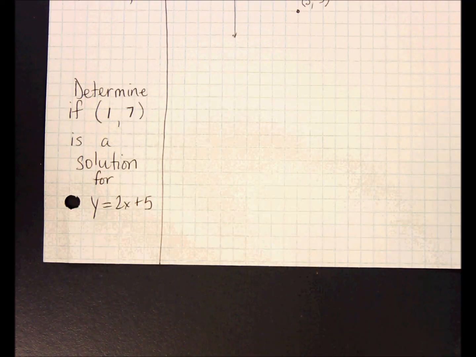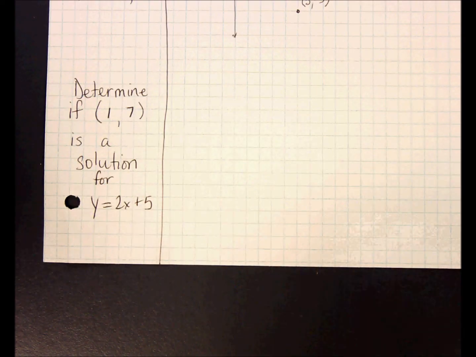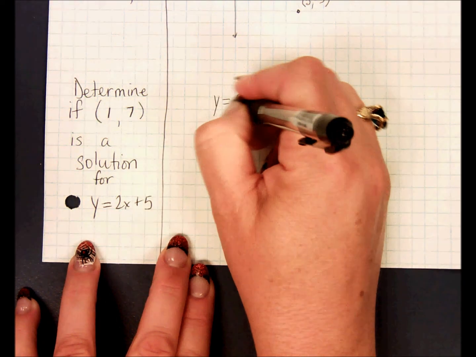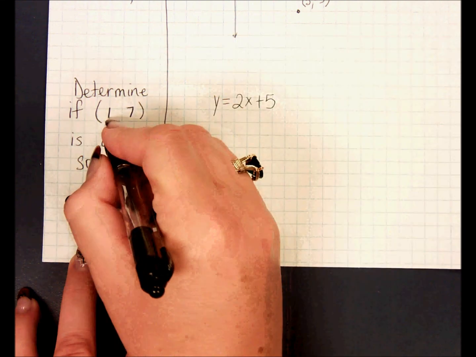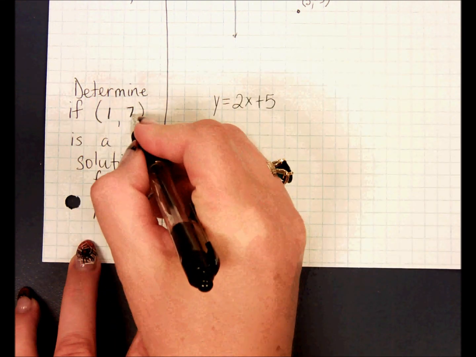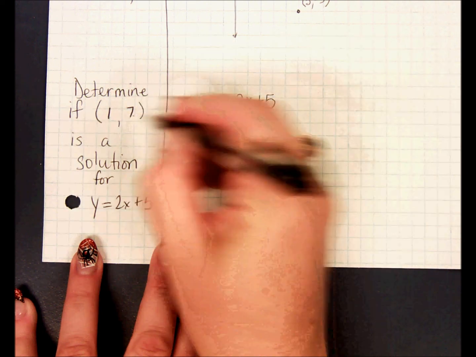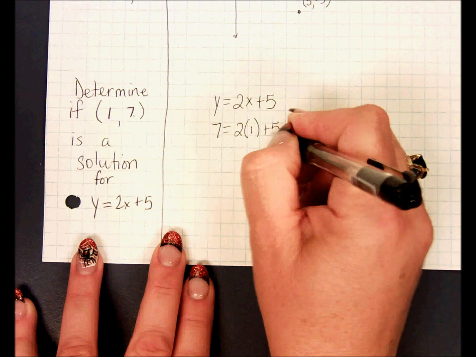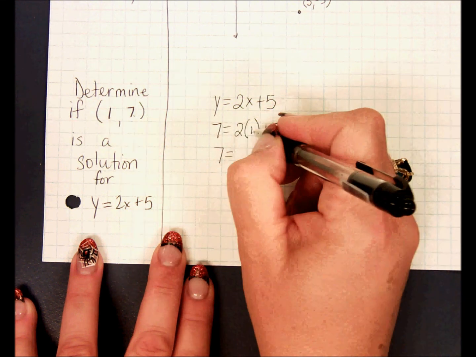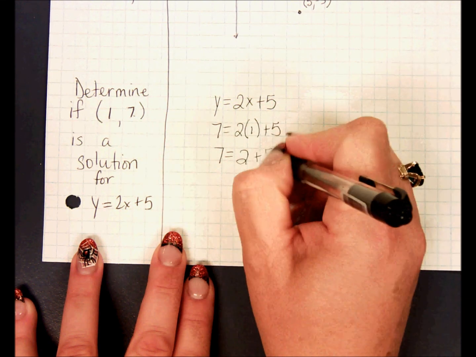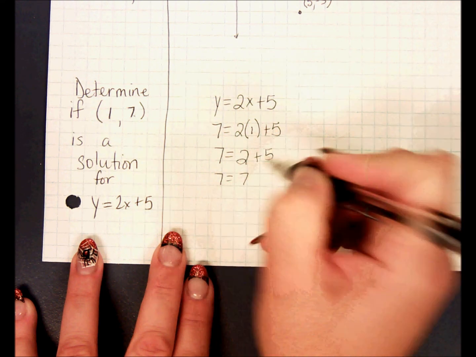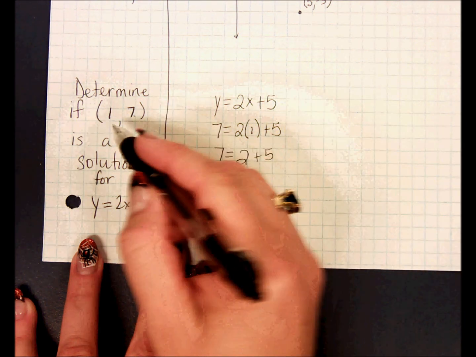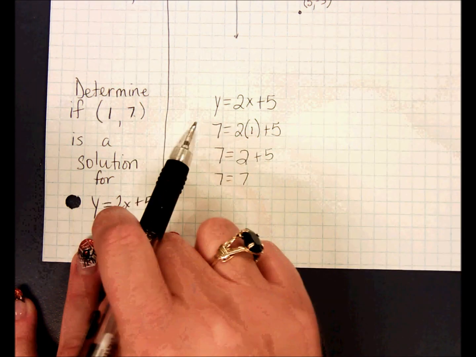Now let's determine if this point is actually a solution for this equation. All you have to do is take the equation, y equals 2x plus 5, and in place of the x, you're going to plug the 1, and in place of the y, you're going to plug the 7. So y is 7, x is 1. y equals 2 times 1 is 2, plus 5, and 7 equals 7. Since I got a correct answer, 7 equals 7, then I know this is a solution for this equation.